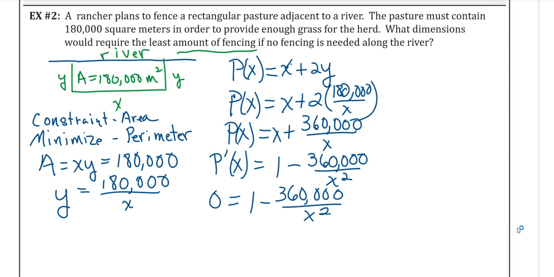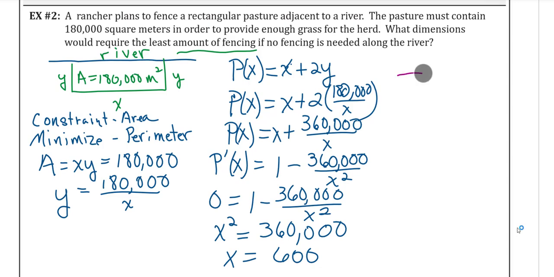Okay, so taking the 1 over, multiplying by the x squared, I get this. X squared is going to equal 360,000. Using the square root of that, I'm only going to keep the positive value because I can't have negative length. And now I'm going to do my sign chart just to double check, because again, we only have one answer here. So 600 is my x.